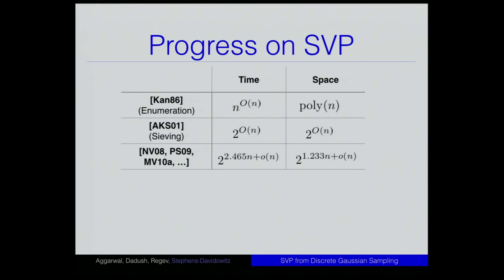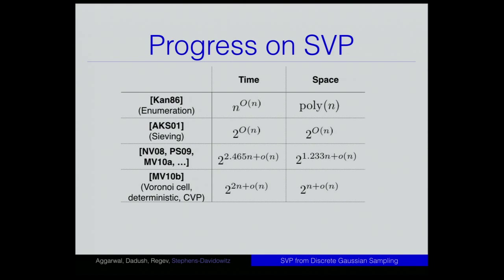And a lot of work was done to bring down the constant and the exponent. This is a small subset of the works on this. I think the current best with the sieving approach is 2 to the 2.5n, roughly. And then in another breakthrough result in 2010, Micciancio and Voulgaris showed a deterministic singly exponential time algorithm based on the Voronoi cell for both SVP and CVP.